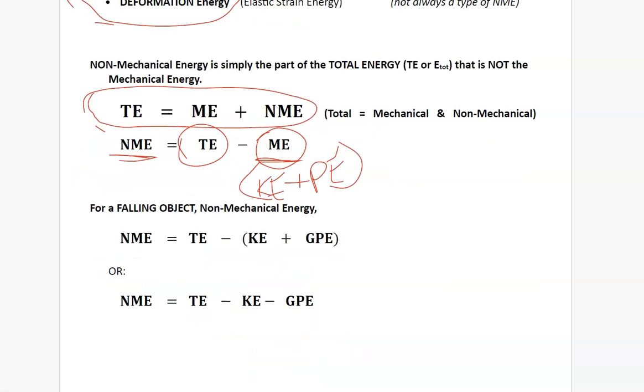So for a falling object, the non-mechanical energy is just the total energy minus the mechanical energy, and the mechanical energy is just going to be the sum of the kinetic and the gravitational potential energy, because that's the only potential energy that's really that important in the case of a falling object. You could write it the way I have it here, or you could take the parentheses out and make both of these negative signed energies.